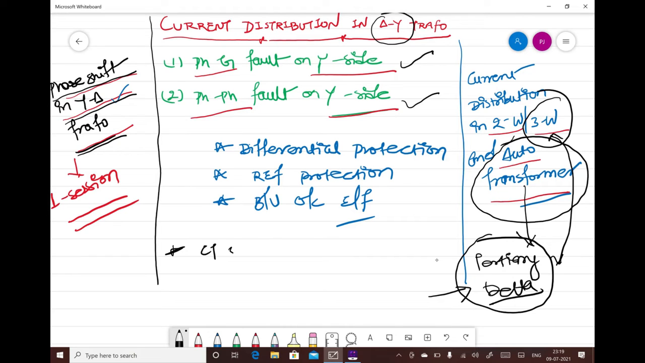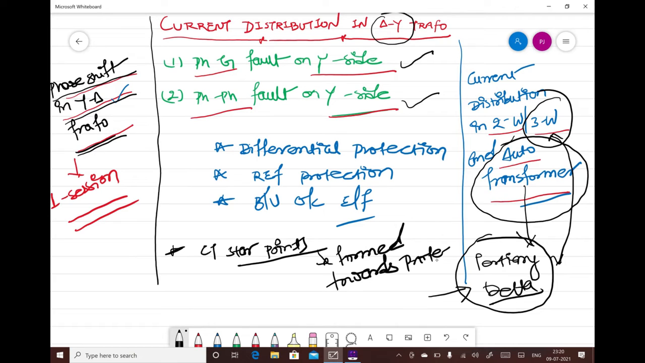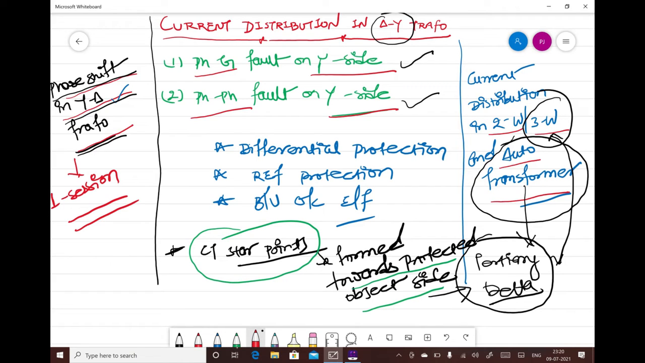CT star points. You must have heard several times that the CT star points are always formed towards the protected object side, and we will discuss in our subsequent lectures why these CT star points are always formed towards the protected object side. What happens if the CT star point polarity is reversed?